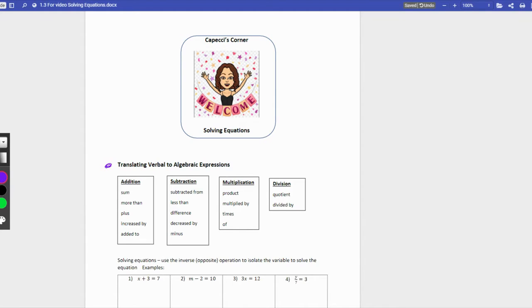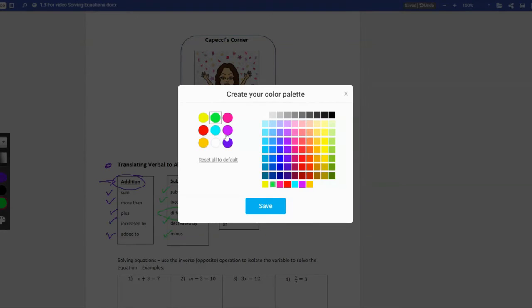doing word problems. So when we're concentrating on the word addition, any words like sum or more than or plus, increase, or added to, the operation you're going to use is addition. When you're looking at subtraction, that's going to be something like subtracted from, less than. Difference is a common one that you see a lot. Decreased by, or minus, all minus. All of those words are going to be used when we want to do the operation of subtraction.